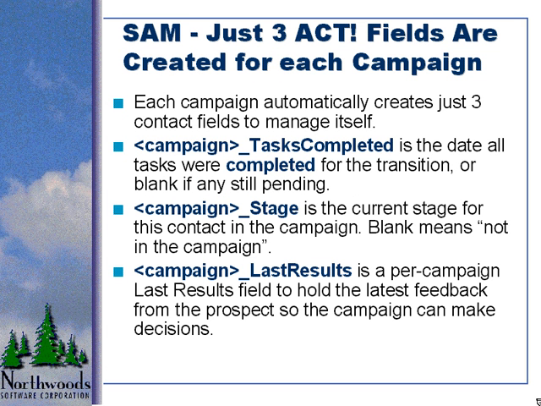How does SAM keep track of the stage and state of each individual contact within the multiple campaigns that might be running? What it does is it creates, when you load a campaign into an ACT database, part of that process is creating 3 contact fields with the names being prefixed by the name of the campaign. So task completed, stage, and last results. If this was a follow-up campaign and its name was follow-up, you would have 3 new fields called follow-up task completed, follow-up stage, and follow-up last results.